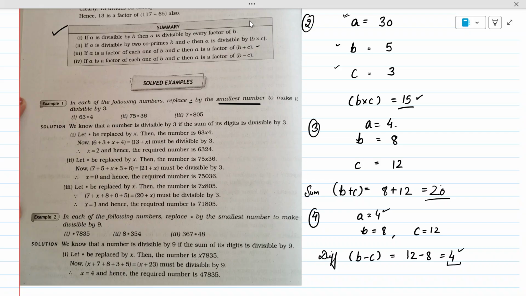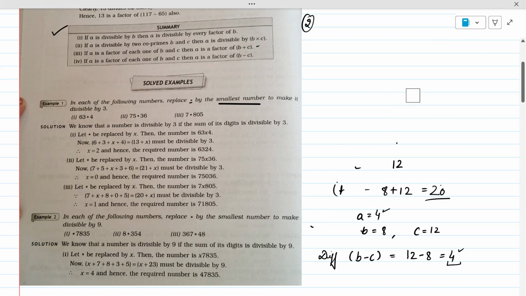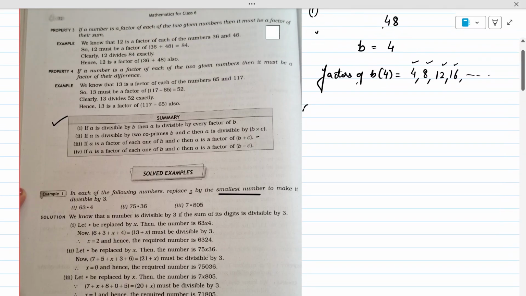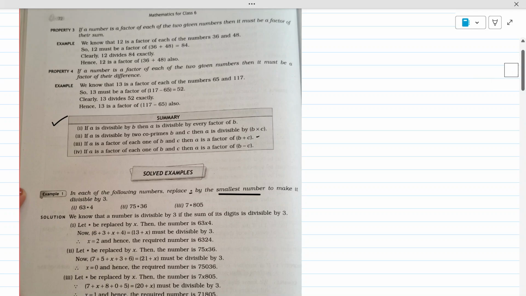We should know the divisibility rule of 3. And what is that? It says that the sum of the digits of the given number should be completely divisible by 3. So if the sum of all the digits of the given number is completely divisible by 3, that means the given number is also divisible by 3. This we have learned in the divisibility rule. So let us take this example.